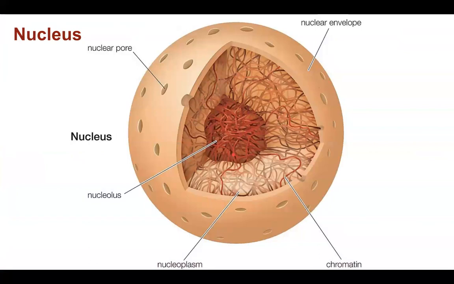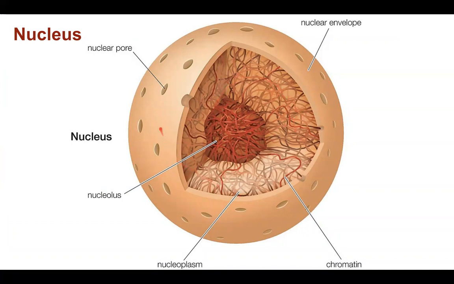Now, the next structure which you are going to study is called the nucleus. This is the largest cell organelle, which is present in the center for an animal cell and at the side for a plant cell, because in a plant cell, the central structure is formed by the vacuole.